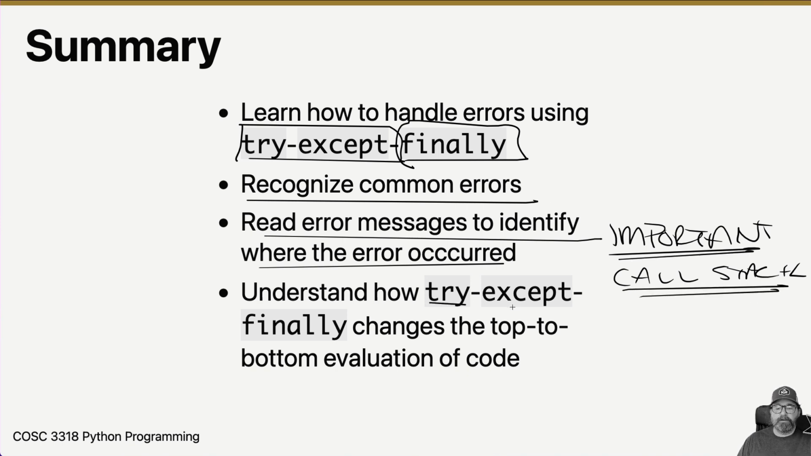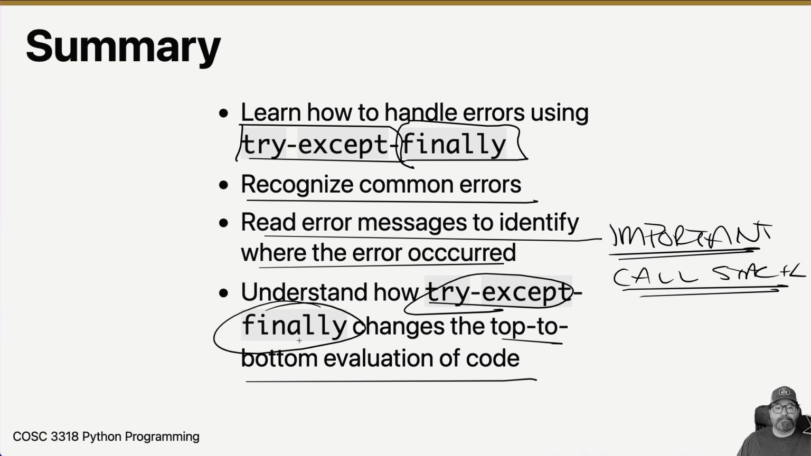And then finally, we learned how try and except changes the top to bottom evaluation of code. Try tries some lines of code. If an exception occurs, it jumps to the except block that matches that kind of error. And if it doesn't exist, it just keeps going. Finally, always runs. You can read about that in the book.